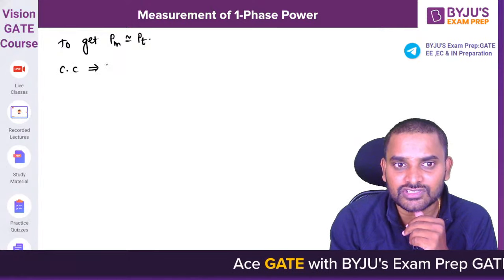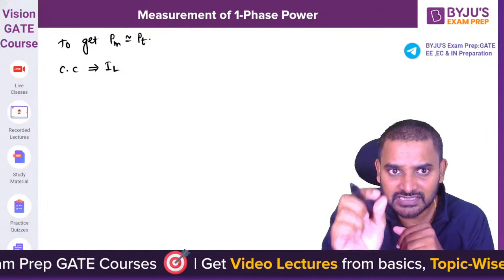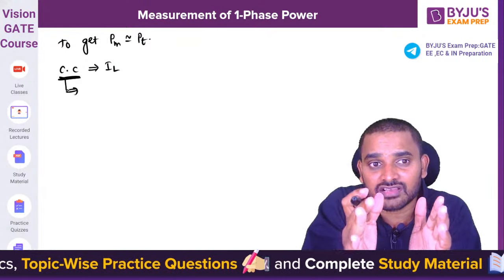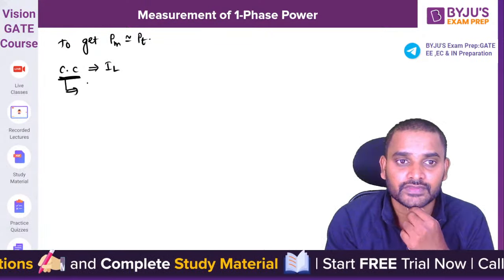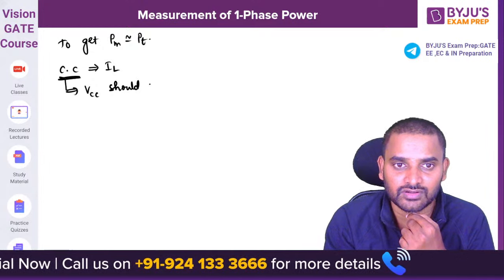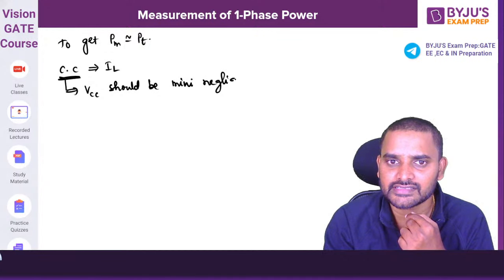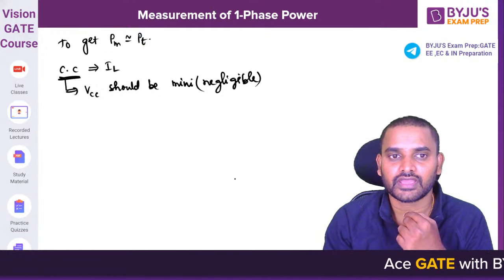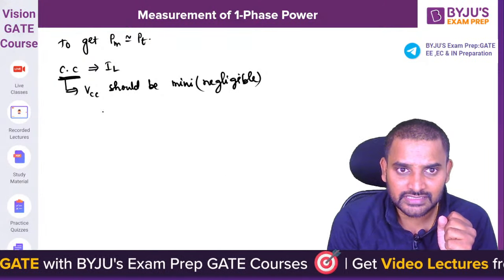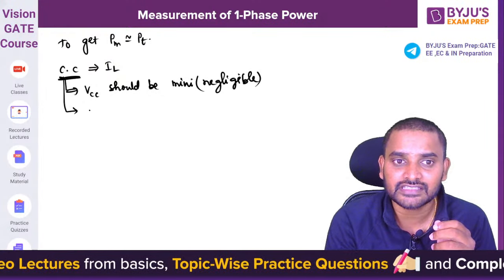The current coil's purpose is to measure the current only. It should not result in any voltage drop. Therefore, we should design the current coil such that the voltage drop across the current coil is as minimum as possible. Negligible, we can write it as negligible. Okay, how to design that to get less voltage drop? If you want to design the current coil with less voltage drop, use a smaller number of turns. Generally, the current coil is designed with fewer turns.